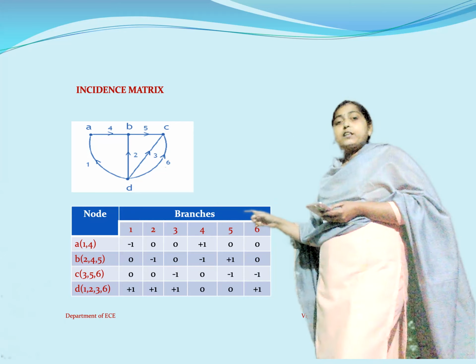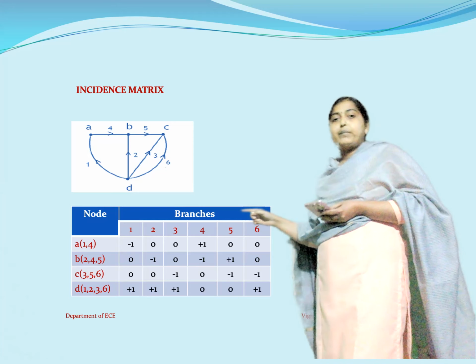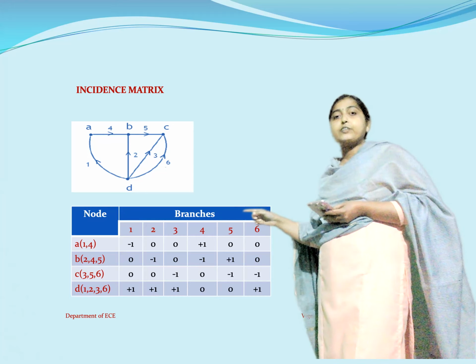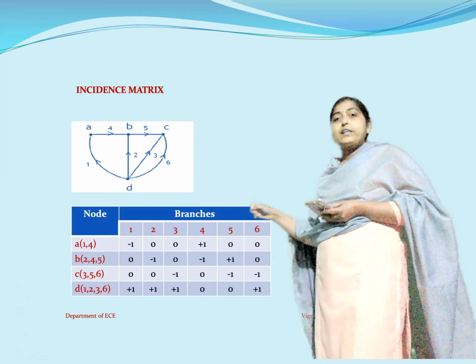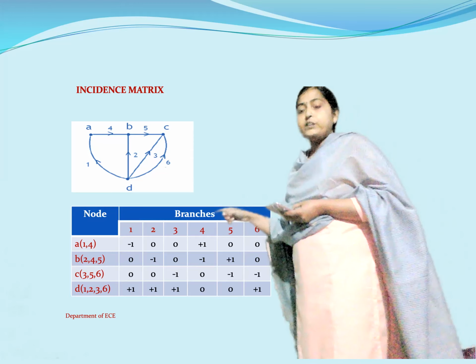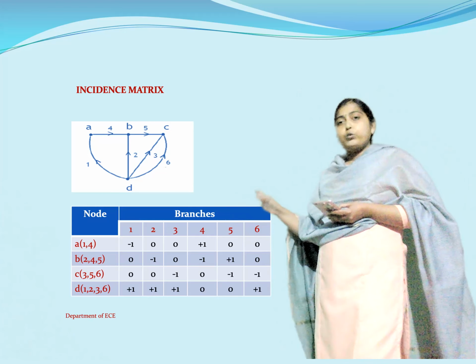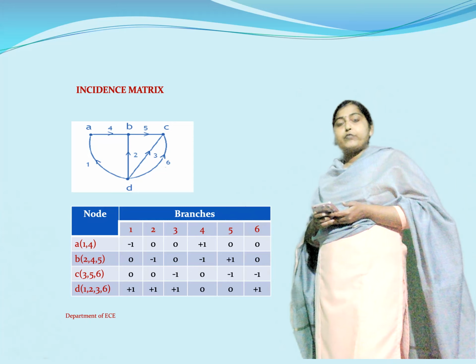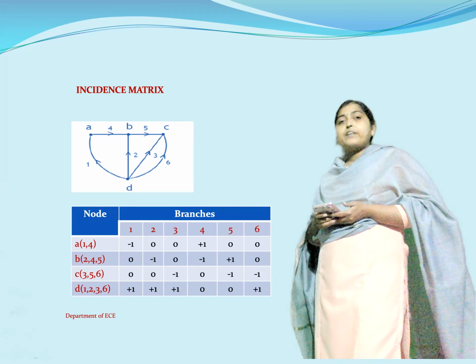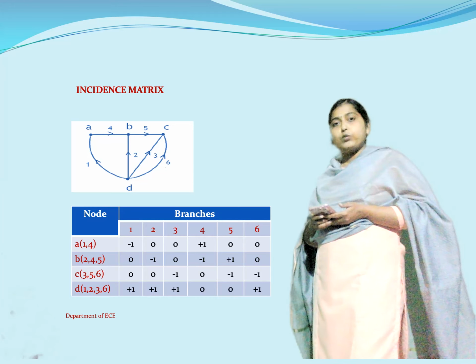Now, what is the criteria that we use in order to fill the branches which are associated with that node? For example, if I take A, A is associated with branches 1 and 4. In order to fill this matrix, you have to see the direction of the current of that branch. There are only two possibilities for the currents. In node A, the branches are 1 and 4, so the branch current will either enter the node or leave the node. These are the only two possibilities.